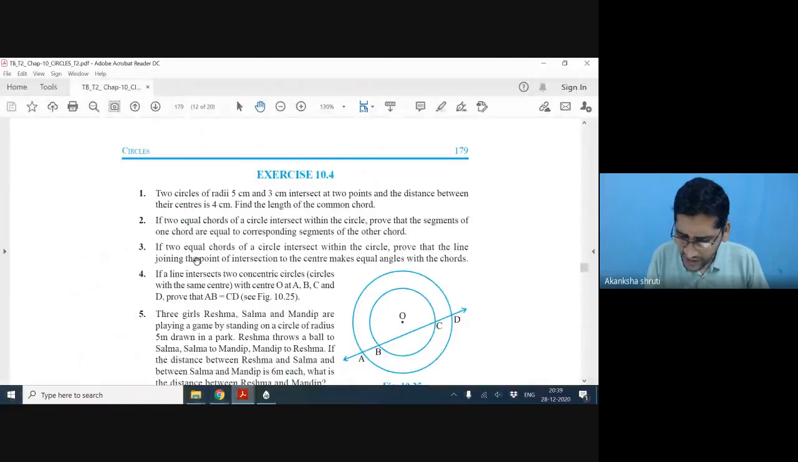For two equal chords within the circle, prove that the line joining the intersection to the center makes equal angles. The same thing, like we have proven now, perpendicular bisector, that way you can prove it.